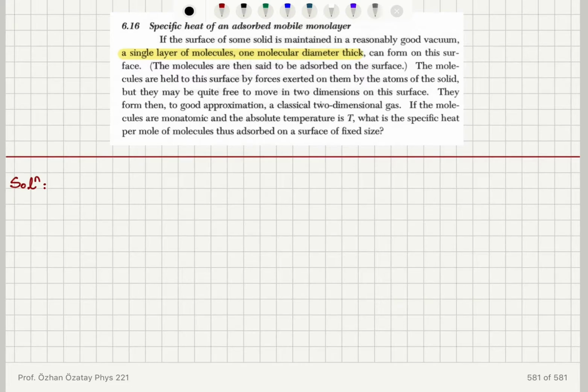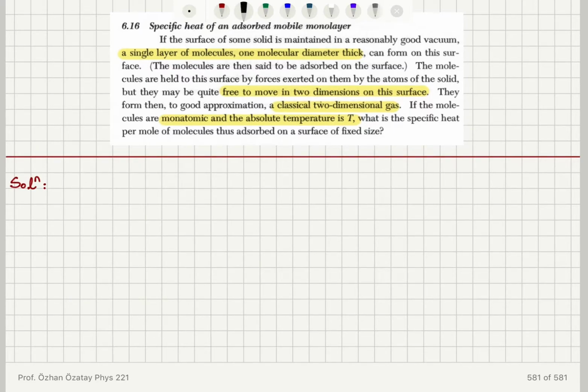The molecules are held to the surface by forces exerted on them by the atoms of the solid, but they may be quite free to move in 2 dimensions on the surface. They form then, to a good approximation, a classical 2-dimensional gas. If the molecules are monatomic and the absolute temperature is T, what is the specific heat per mole of molecules thus adsorbed on a surface of fixed size?